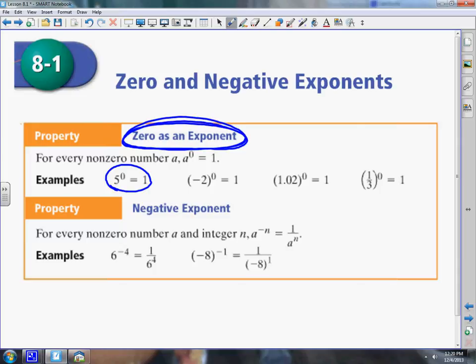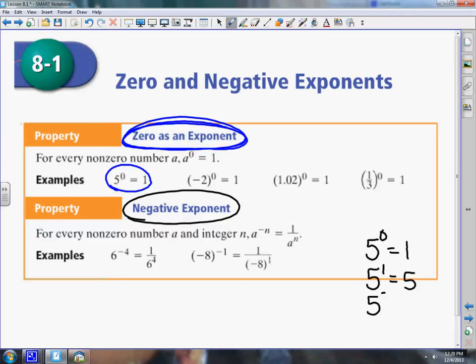Negative exponents. It's kind of the same thing. If I have a negative exponent, it doesn't become negative, it just becomes smaller. So let's go back to our 5's example. 5 to the 0 is 1. 5 to the first power is 5. 5 squared is 25. Okay? And it's multiplying by 5 each time I go up. Each time I go up, I multiply by 5.